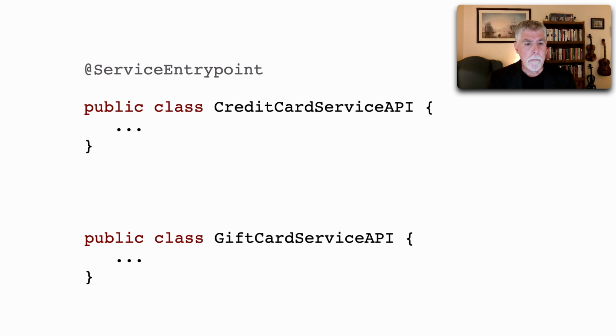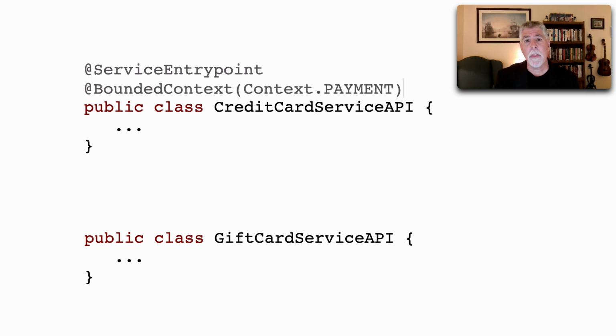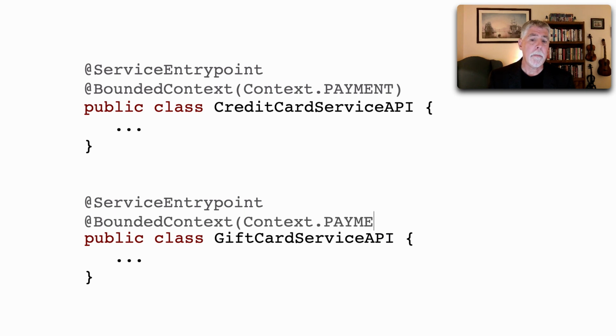Now, here, what I say is bounded context. I'll use either the identity attribute or identity annotation, in this case, to say this bounded context is of type payment. This belongs in the payment. I'll do the same thing with the gift card. Here's the service entry point for this class, which represents a separate service. And here, I enter the bounded context of payment as well.